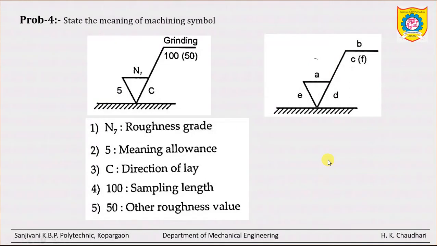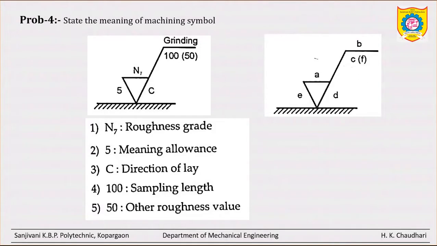Okay, next problem, the 4th. Now here one more value is added. Which one? This 50 in brackets. So this figure is compared with the general symbol. Now again here, instead of the value, the grade is given. So what is N7? N7 is the roughness grade. And what will be the value against this N7?